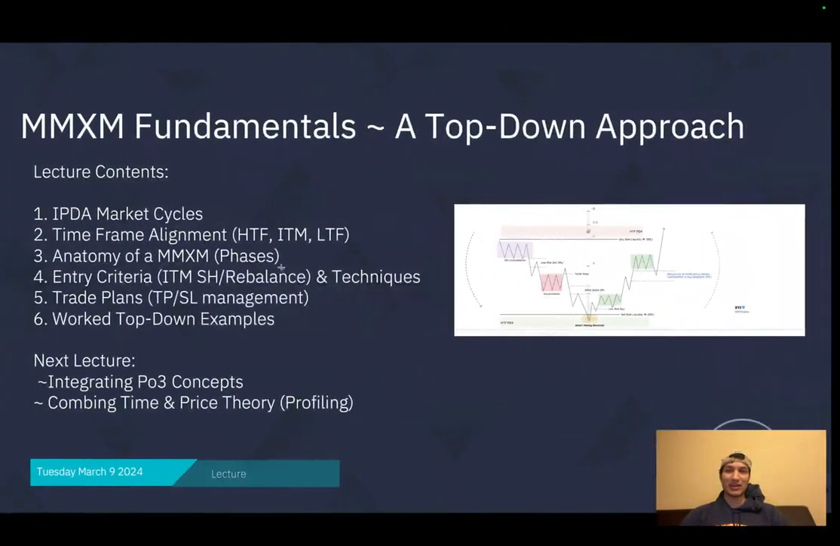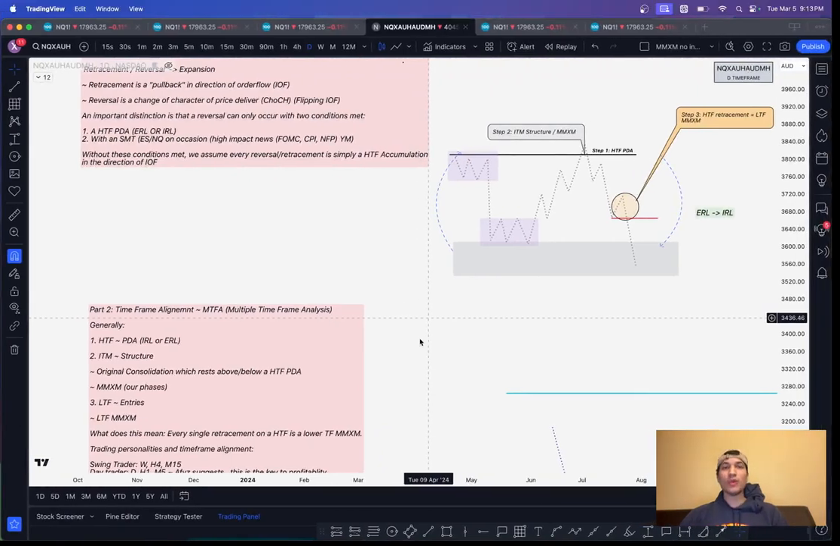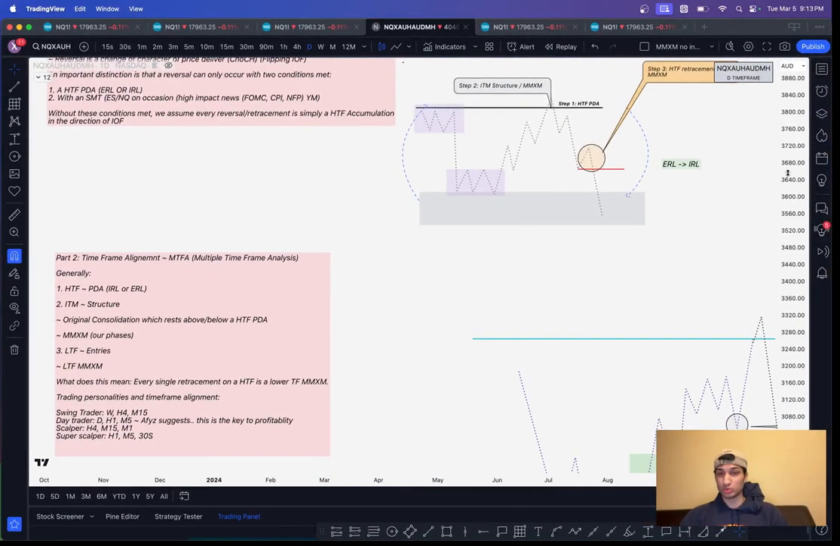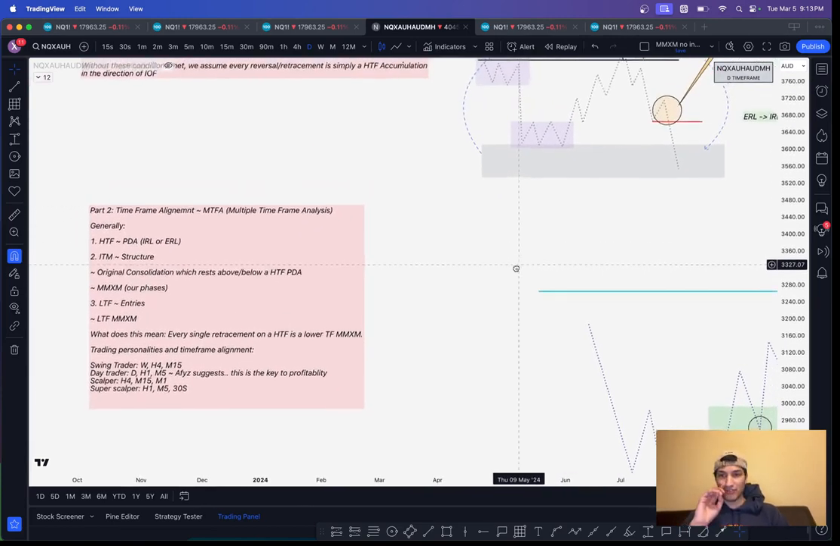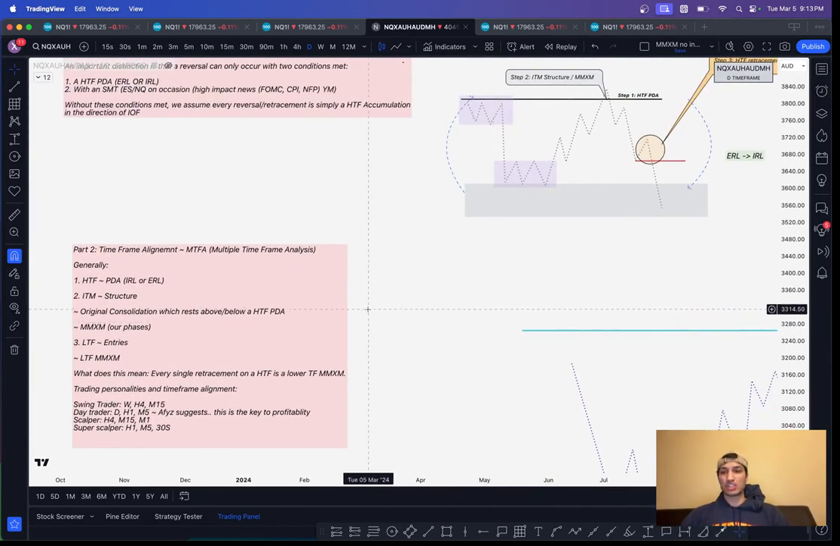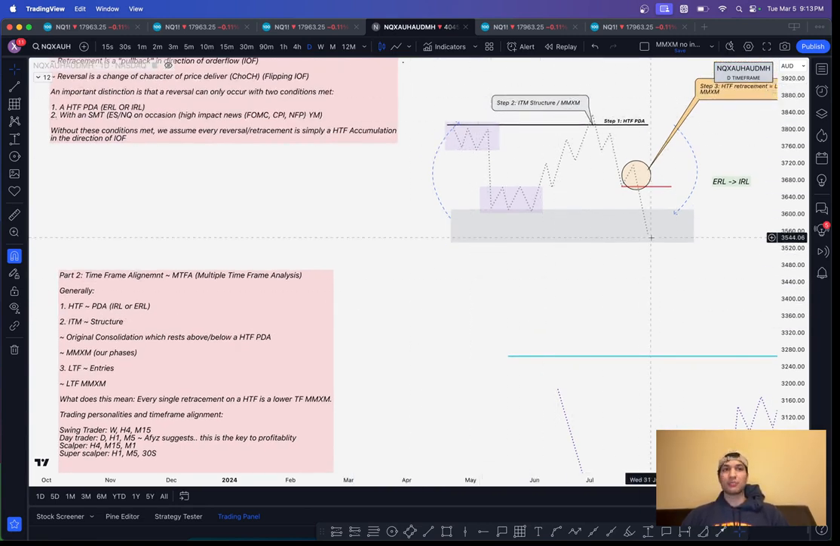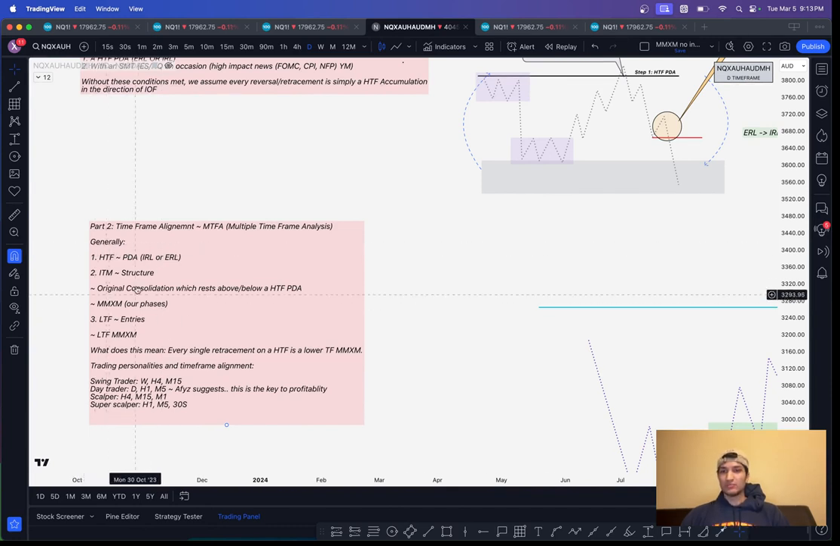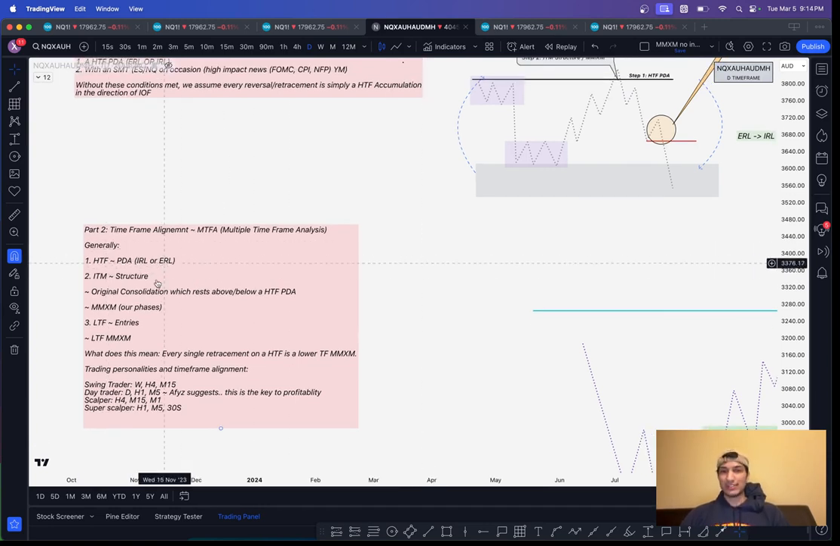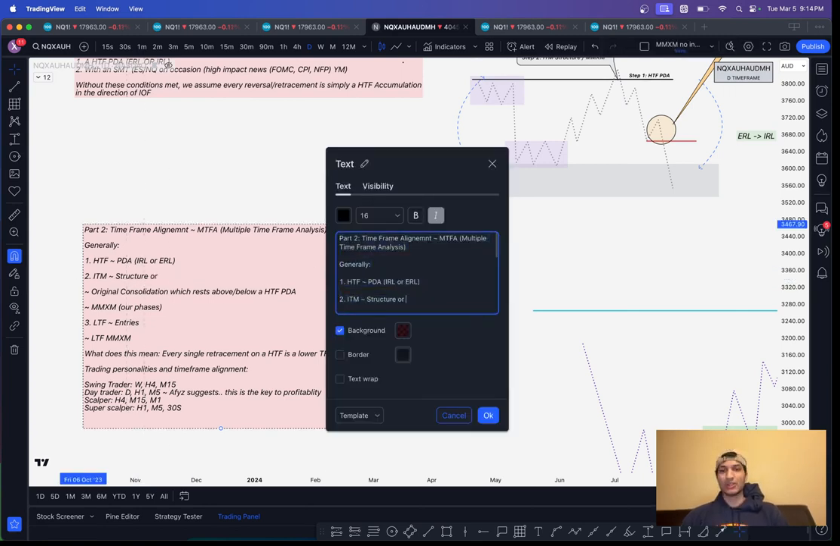So part two of this lecture is now going to jump into time frame alignment. What we want to do as market maker model traders or structural traders or ICT traders or whatever traders is identify three time frames which we can associate with some specific price action level, whether it's structure, a PD array, or intermediate structure. So generally speaking, or always speaking, the higher time frame in a market maker model is going to contain your PD array. This is going to be your internal range or your external range. The intermediate time frame is going to be your structure, or another way to say this, your MMXM.